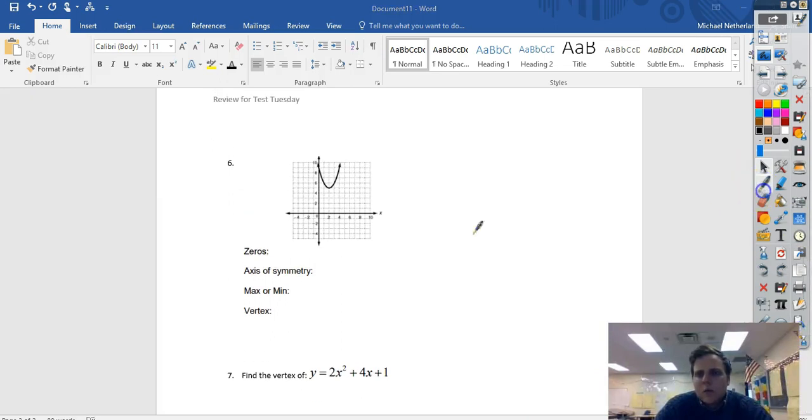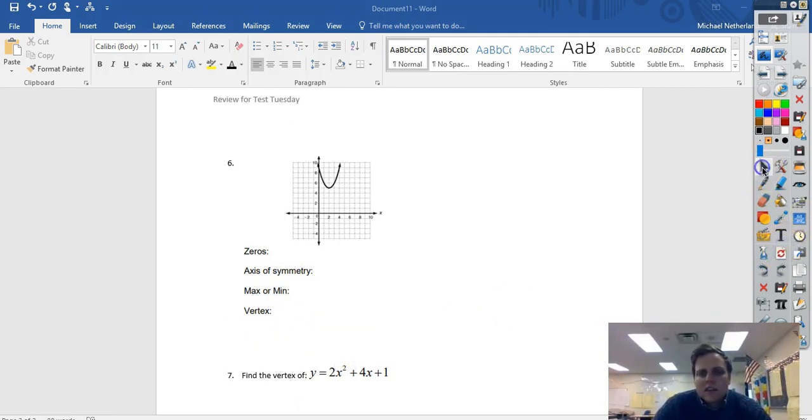All right. Once again, it asked me to find the zeros. Well, it doesn't ever cross the x-axis, so there are none. The axis symmetry is x equals 2. It has a minimum at 5. And my vertex is the point 2, 5.